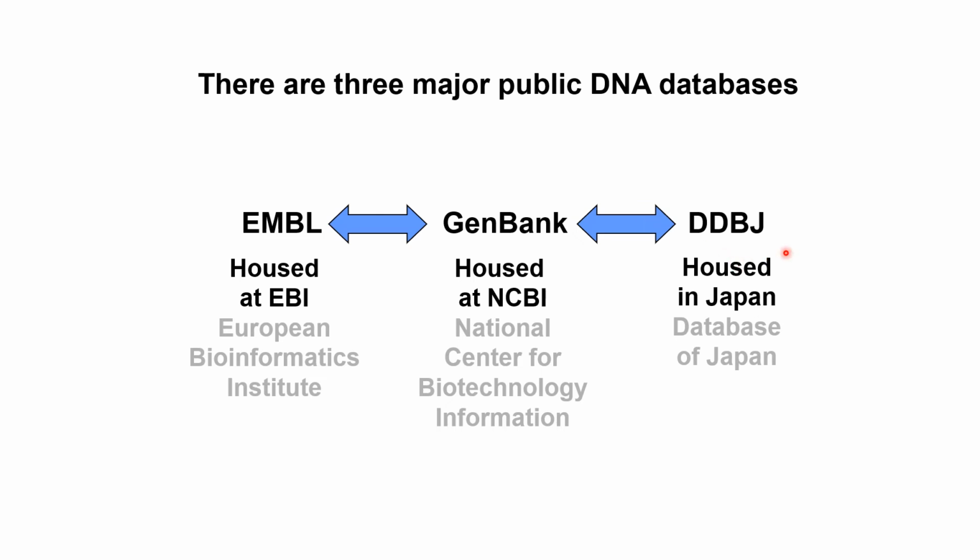The other one is the DDBJ, which is based in Japan. So this is the database of Japan. Again, some people do submit here. Now there's another database that has become more popular recently. That's the GISAID database. It's a nucleic acid, or rather, it's a DNA database. I think it also contains genome sequences.